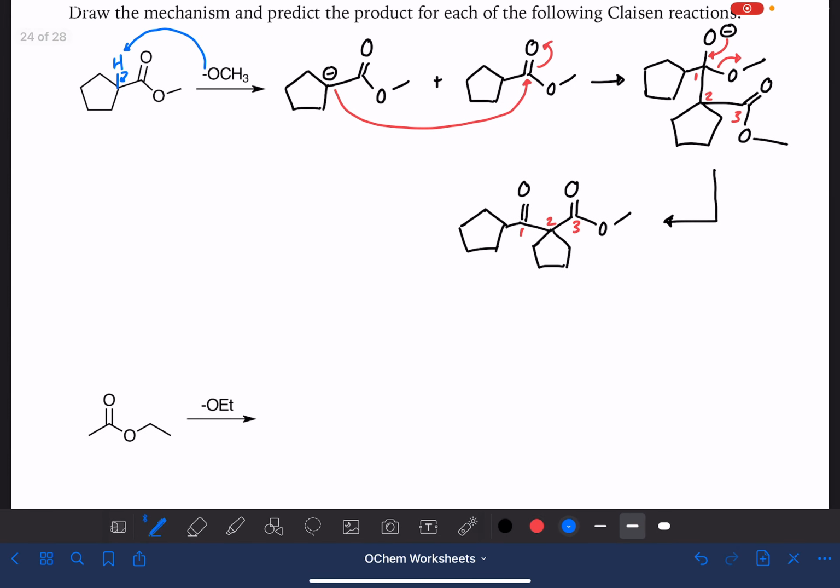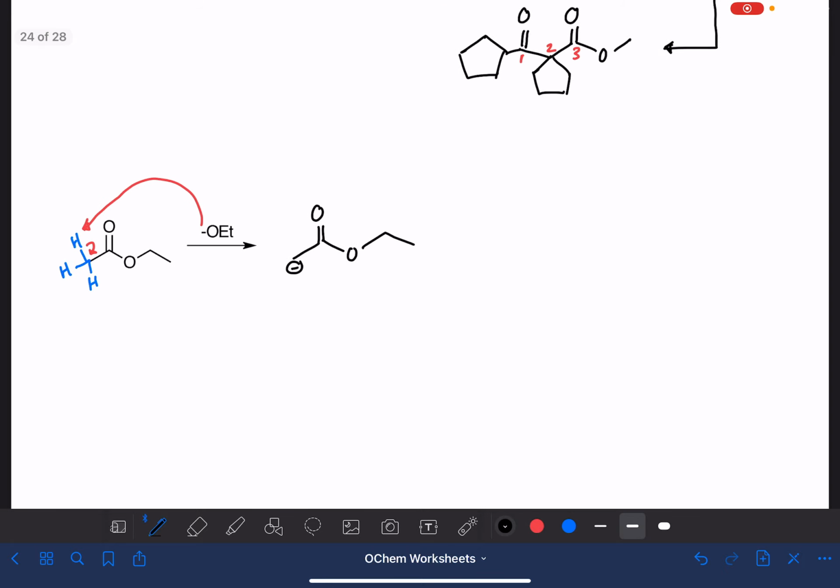The first thing we always want to think about are the alpha hydrogens. We're going to draw those alpha hydrogens in, and then we're going to use our base to abstract one of those alpha hydrogens to form an enolate. That enolate is going to attack a second identical ester. The attack is going to be at the carbonyl carbon, opening up the carbon-oxygen double bond. First, I'm going to draw the ester that was attacked right there, and then here is the ester that did the attacking.